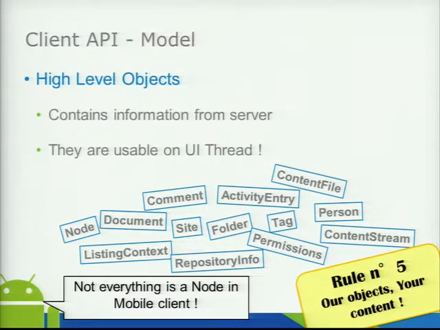And because services are responsible for producing objects that contain all this information, they are provided with high-level objects called, for example, document, sites, comments. With these objects, you can have access to all your information. So it's our object, but it's your content.